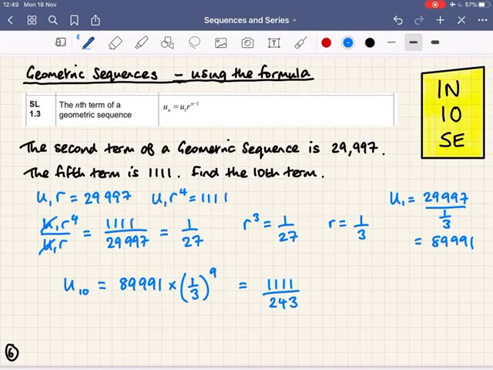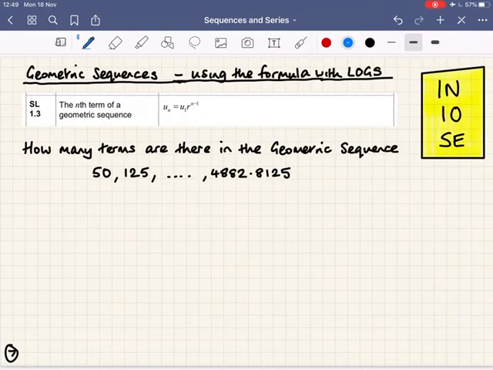A little bit more complicated than some of the early work, I think, on arithmetic sequences. And now let's just look at an example or two where we have to use logs in order to solve. So this time we're being asked to find, this is normally where we're dealing with a solution for n, because it's the exponent and we need to use logs to solve for exponents. So how many terms are there in the geometric sequence 50, 125, all the way up to 4,882.